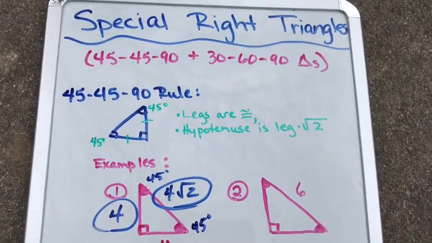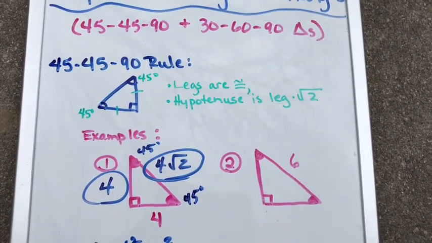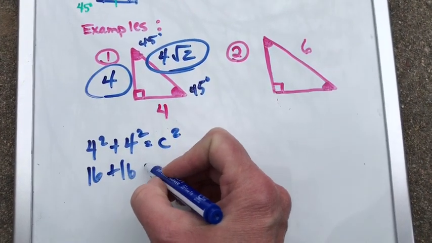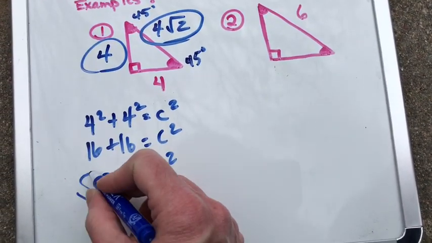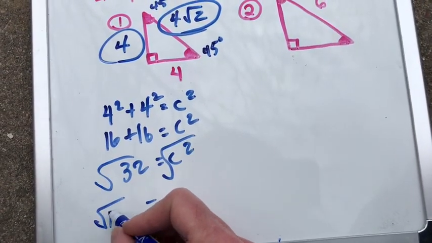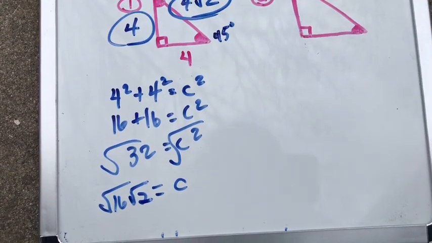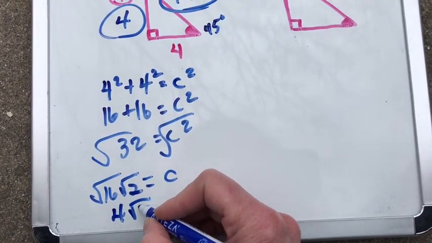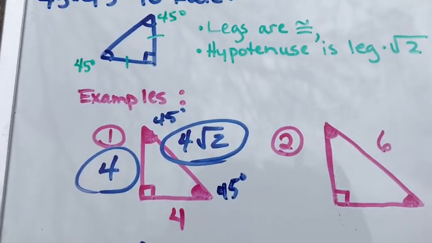Like, we could go 4 squared plus 4 squared equals c squared. So then we've got 16 plus 16 equals c squared, or 32 equals c squared. Take the square root. C is equal to the square root of 32, which is the same as the square root of 16 times radical 2. Pardon my handwriting. I'm at an awkward angle. Okay, so then we've got radical 16 radical 2, which is 4 radical 2, which is what we found up here. But why not use the shortcut, because that is way easier.